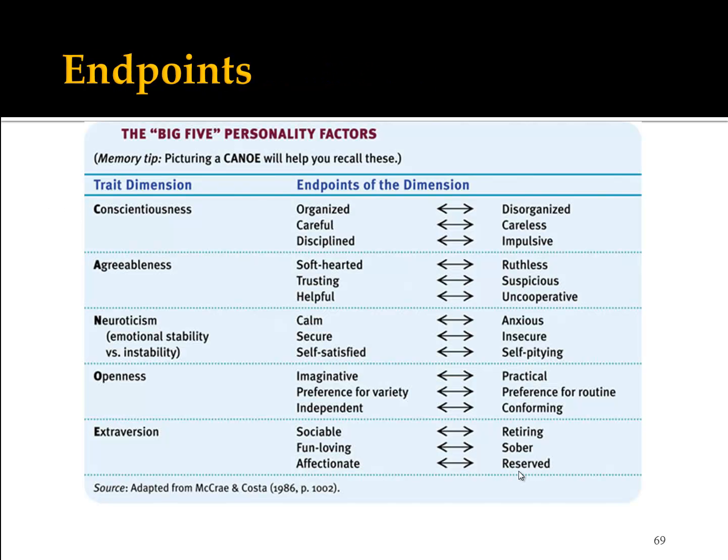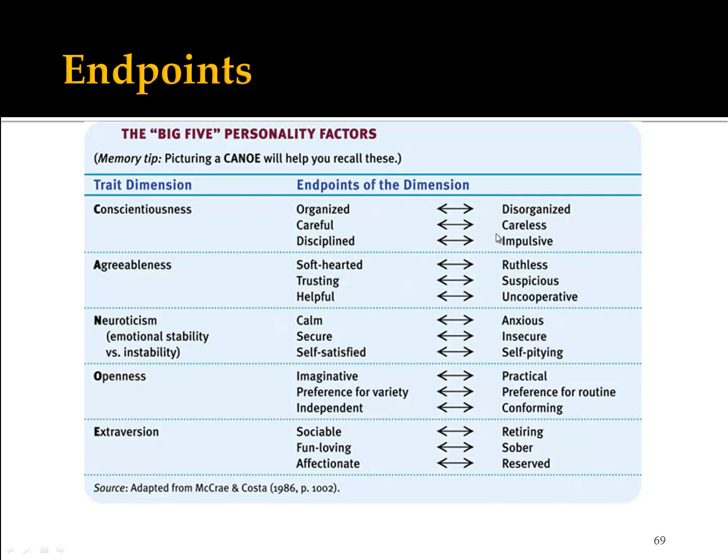Costa and McCrae, as we can see down here, are 2 of those researchers, and they developed a psychological test called the NEO-PI, NEO meaning new, PI meaning personality inventory. Today it's the NEO-PI-R, which means that it's been revised since its first test. But as we can see here, we come down these 5 major trait dimensions, and so we have conscientiousness up here, and we can see kind of endpoints.